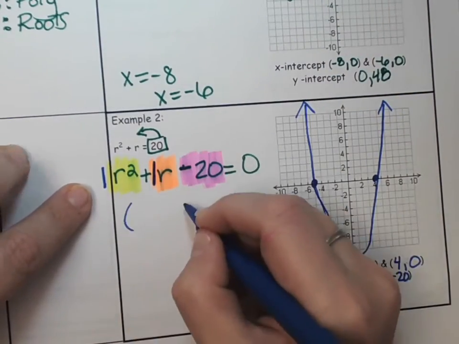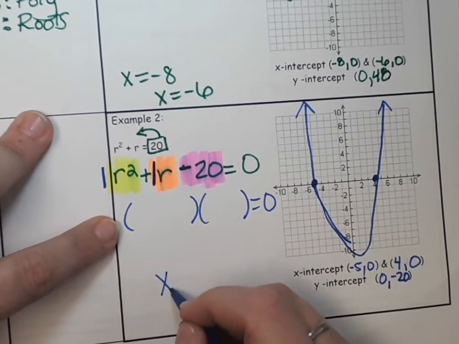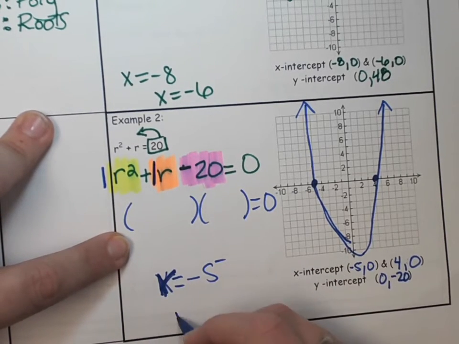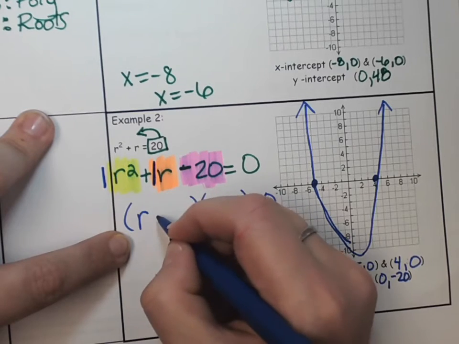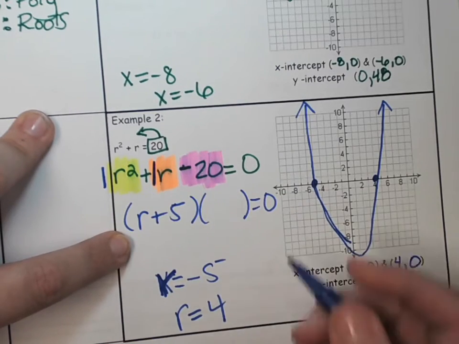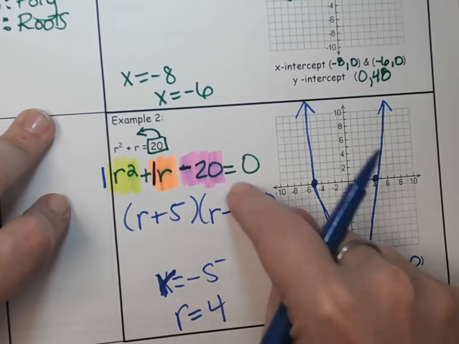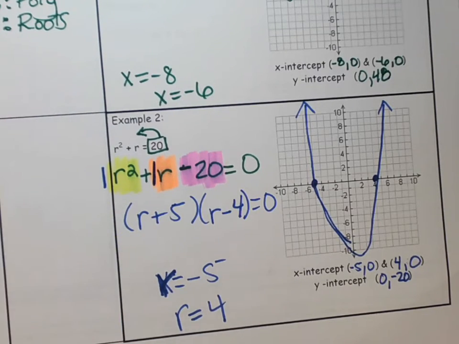Don't forget though, when I put it into the parentheses to factor, I have to change it. So even though my x is negative 5, sorry, not my x, my r is negative 5, and my r is 4, x and r are the same thing. When I put them in, I change the 5 to a positive, and I change the 4 to a negative, because putting them into the factoring, into the parentheses, changes the value. Take a second.